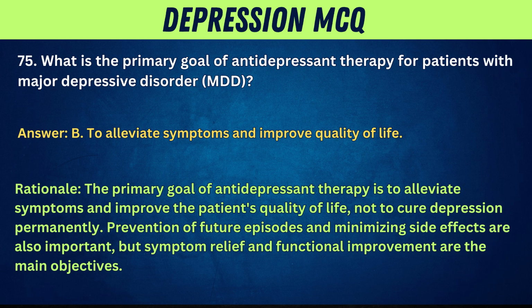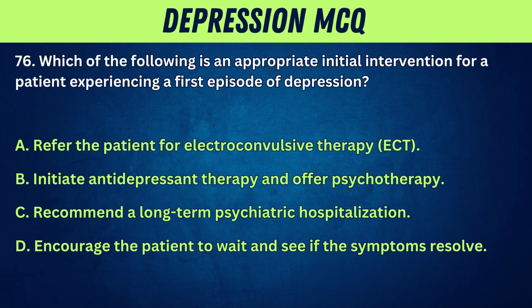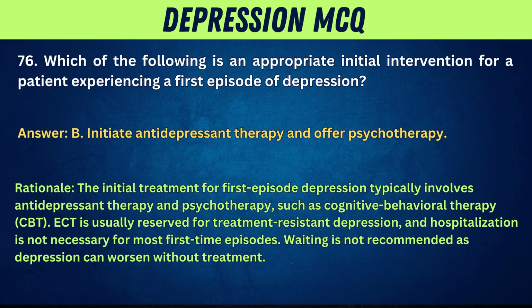are the main objectives. 76. Which of the following is an appropriate initial intervention for a patient experiencing a first episode of depression? A. Refer the patient for electroconvulsive therapy, ECT. B. Initiate antidepressant therapy and offer psychotherapy. C. Recommend a long-term psychiatric hospitalization. D. Encourage the patient to wait and see if the symptoms resolve. Answer: B. Initiate antidepressant therapy and offer psychotherapy.